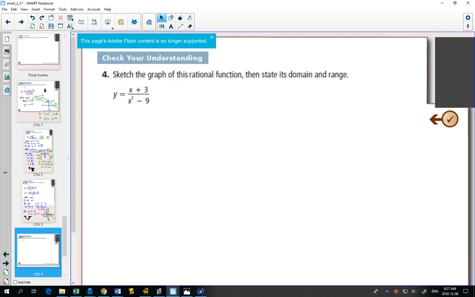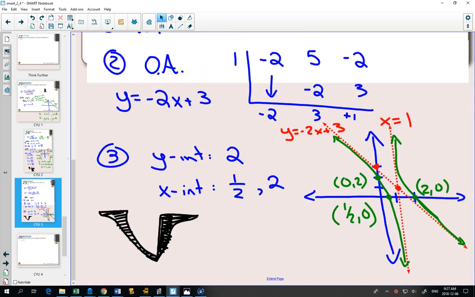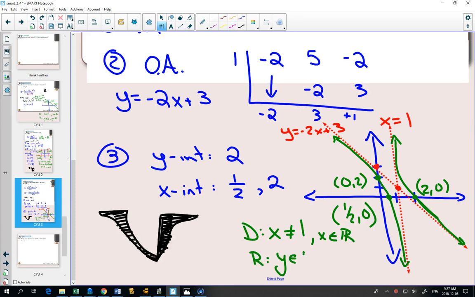Let's go back to the last one and do the domain and range. Domain: x can't equal 1, but x is everything else. And the range: y is everything. Goes up forever, down forever. Perfect.